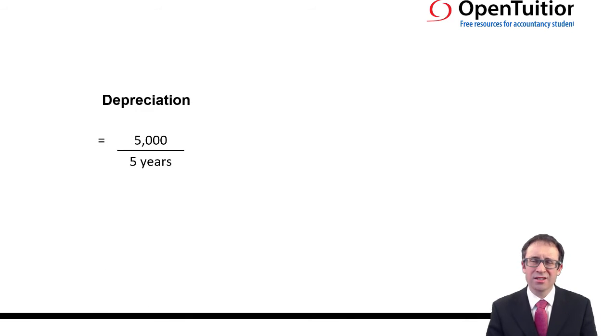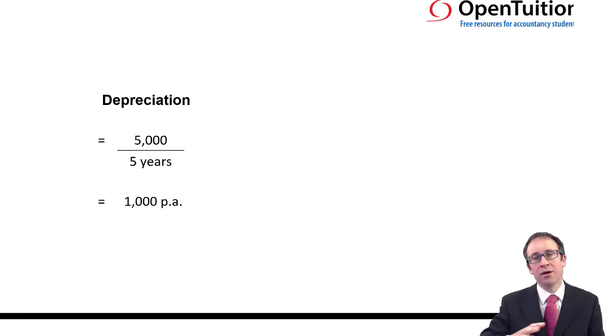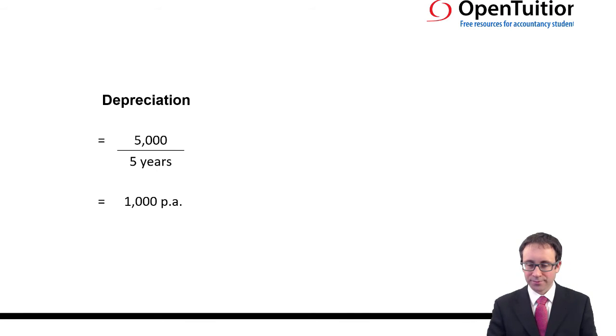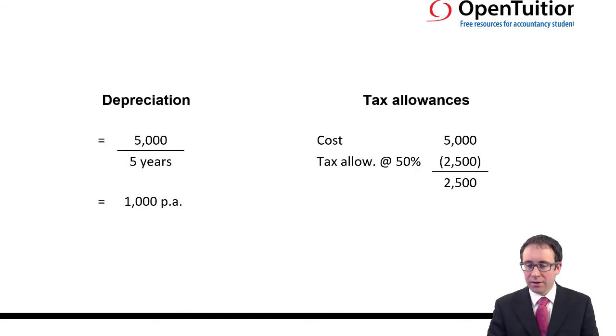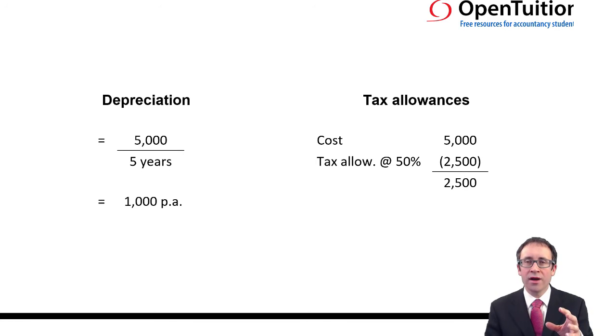So the depreciation, nice and simple, 5 million divided by 5 years is 1,000 per annum, or 1 million. Remember, we're working in round thousands. On my capital allowances or tax depreciation, you've got a 50% allowance in the first year. So 50% of the 5,000 is 2,500, and therefore your tax written down value is 2,500. That's the allowance that we've got in the first year.